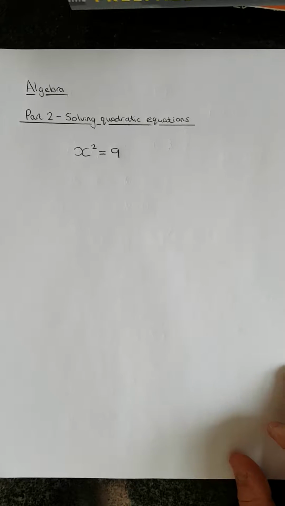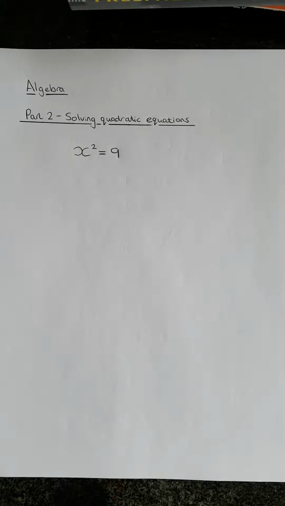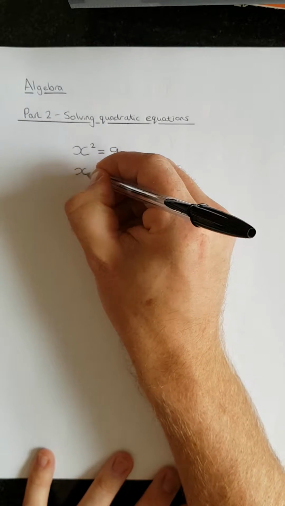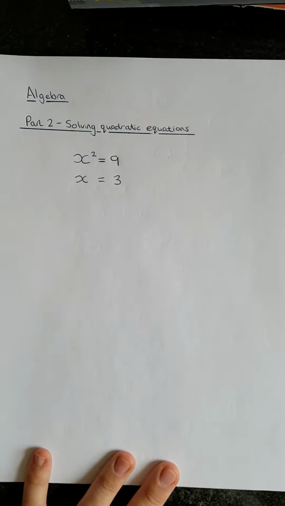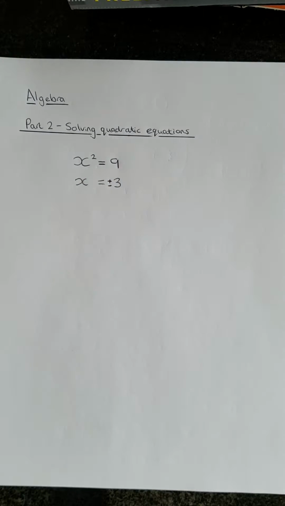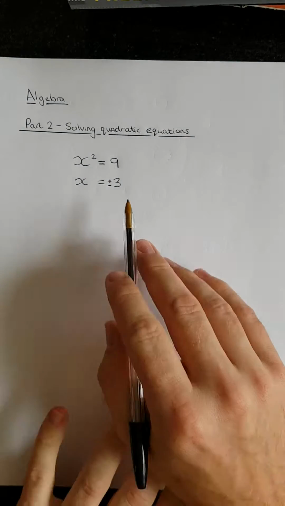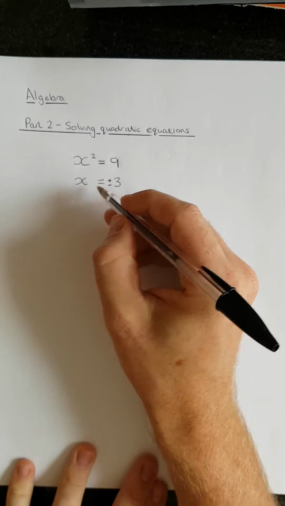So, part 2 of solving quadratic equations. Here we're going to start with a very simple one. Now, you need to remember that x is equal to 3, but it's also equal to minus 3, because minus 3 times minus 3 makes 9. And that gives me my two solutions. Now, we talked about that in part 1, so hopefully that's something you're still aware of. Let's look at another equation.